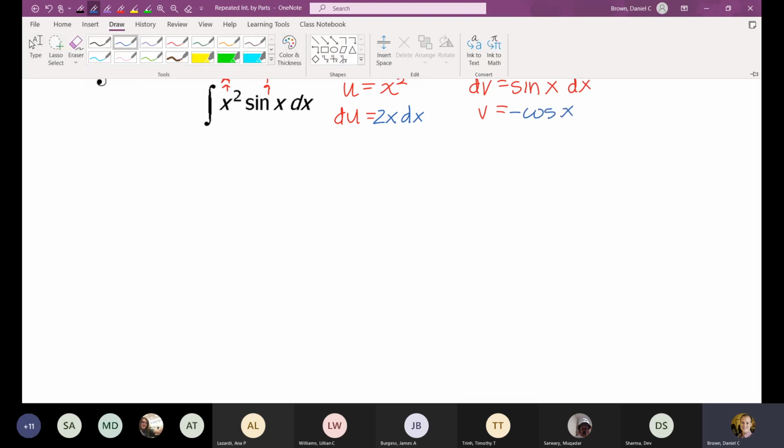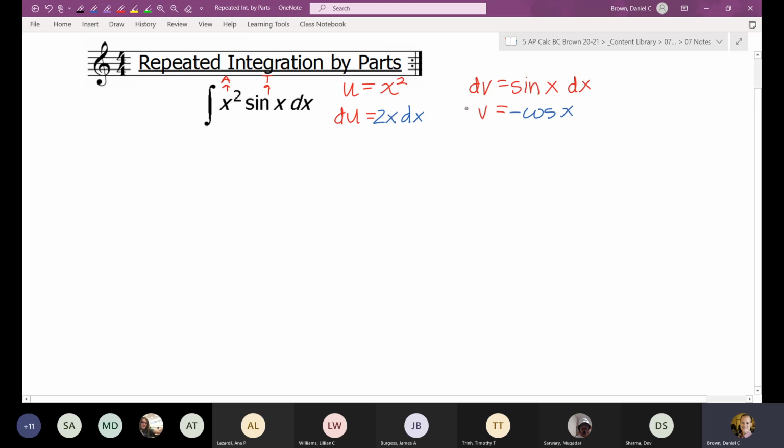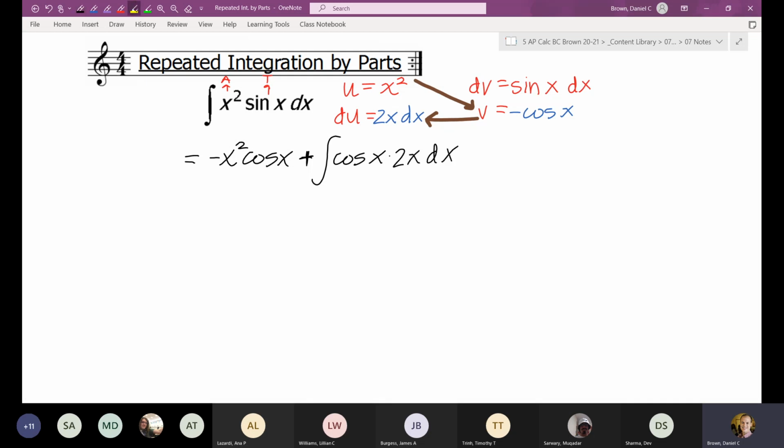And now let's use the formula. I have u times v minus the integral of v times du. Setting up this next step, I have u times v, and I stuck that negative out in front, minus the integral of v. That's a minus cosine, so it's going to move to the outside and make that a plus there, times du. So again, I did change that sign from that double negative.